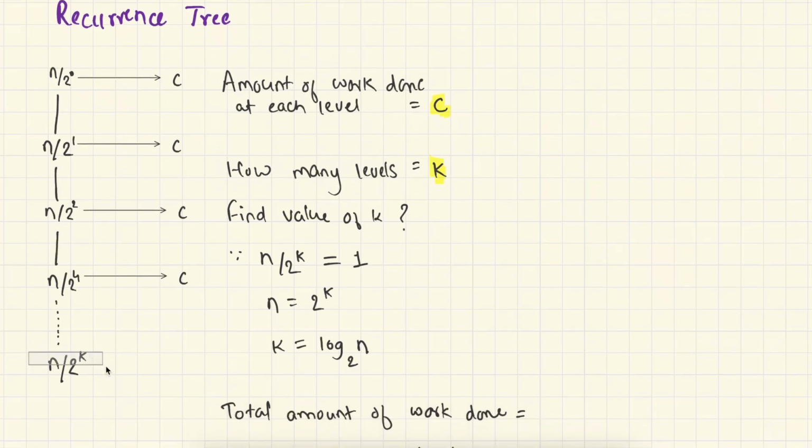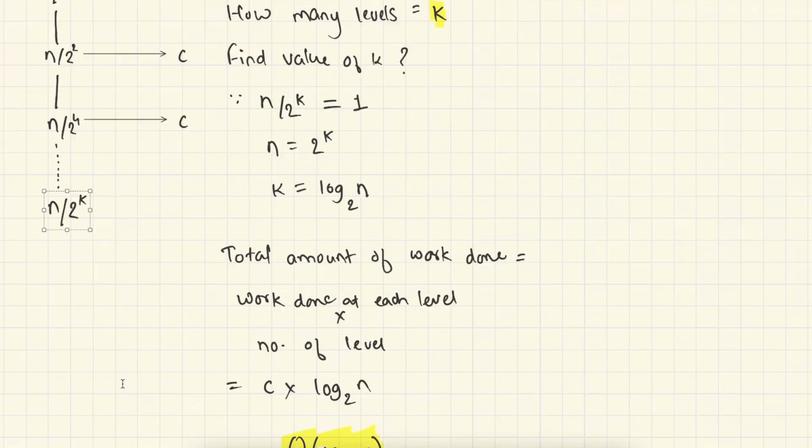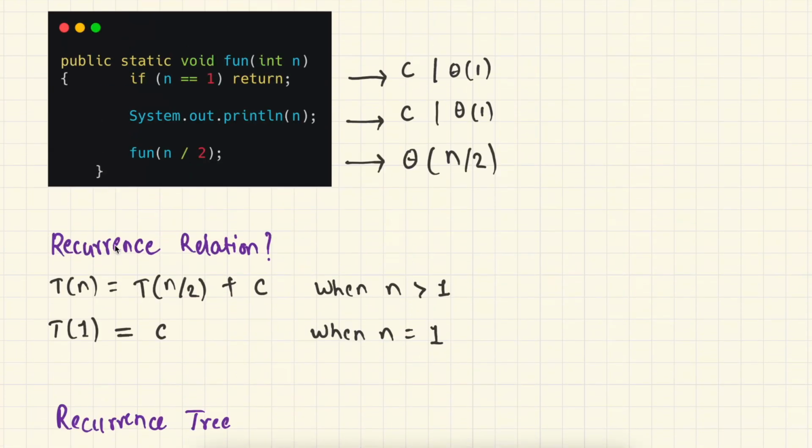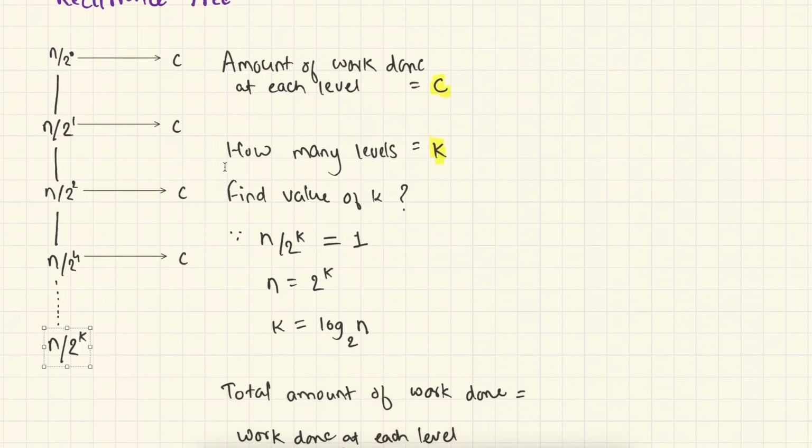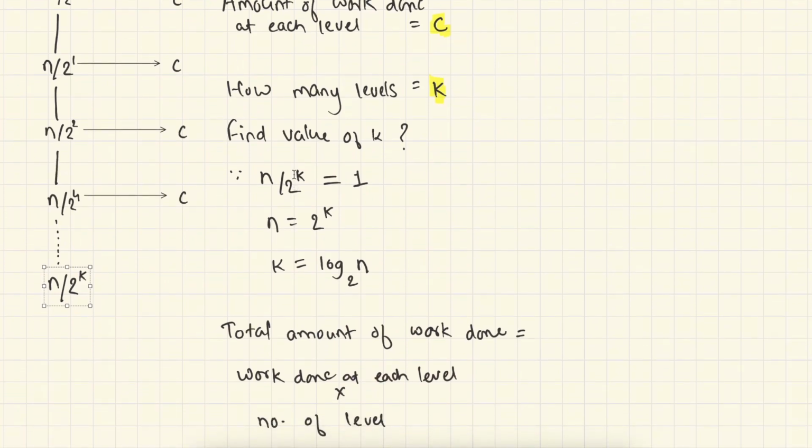So this is the point where our recursion is going to stop. And at this point the value of n is going to be 1. So we can write that n divided by 2 to the power k is equal to 1. So when we solve it, we get n equal to 2 to the power k. And when we take log on both sides, we get the value of k is log base 2 of n.